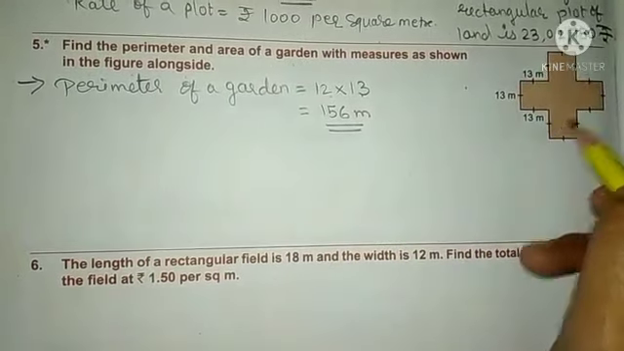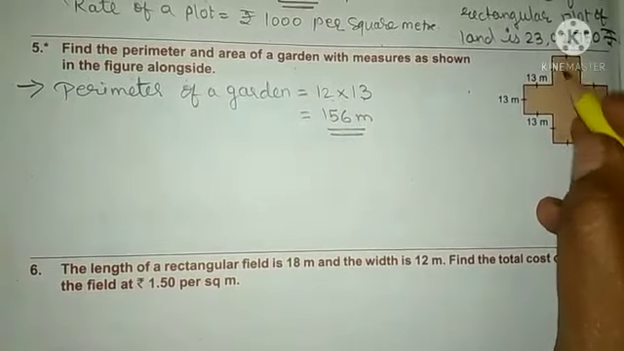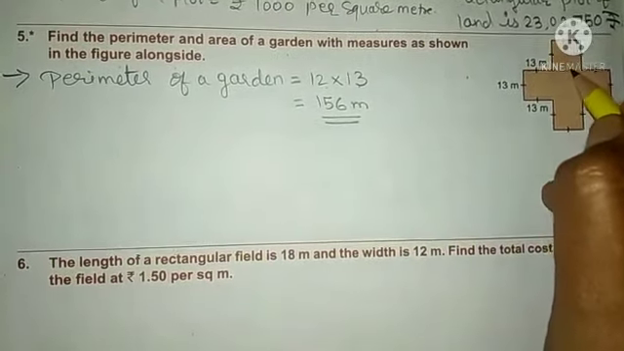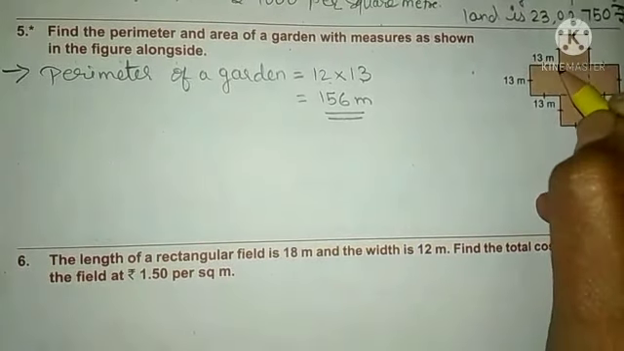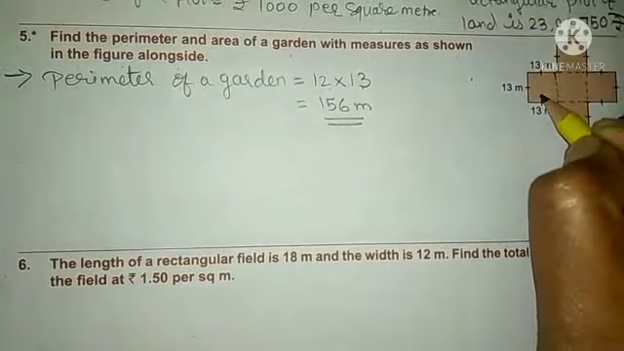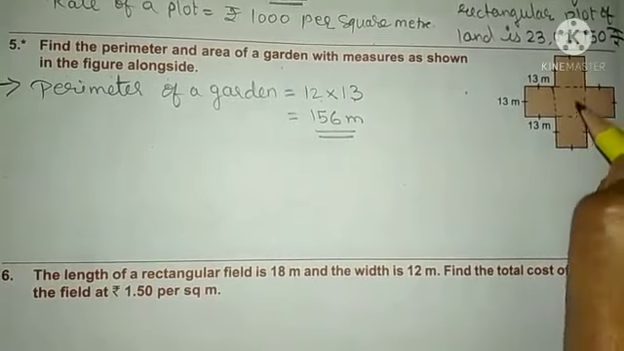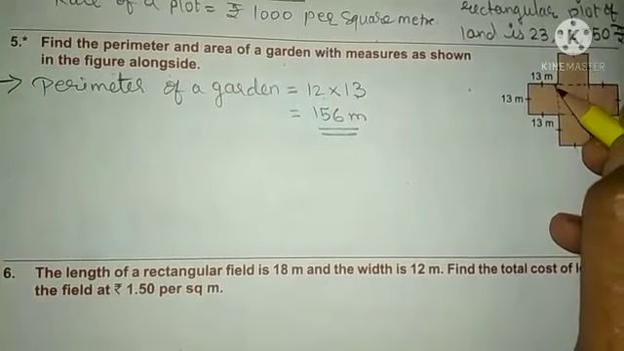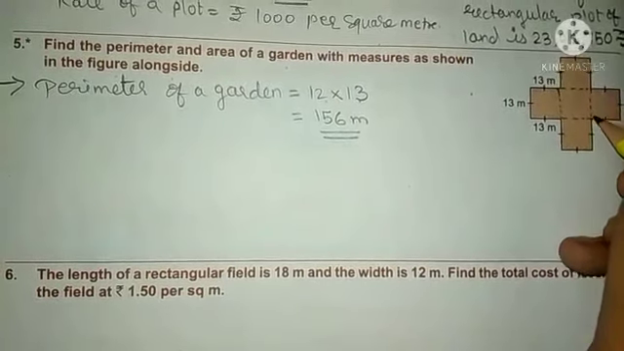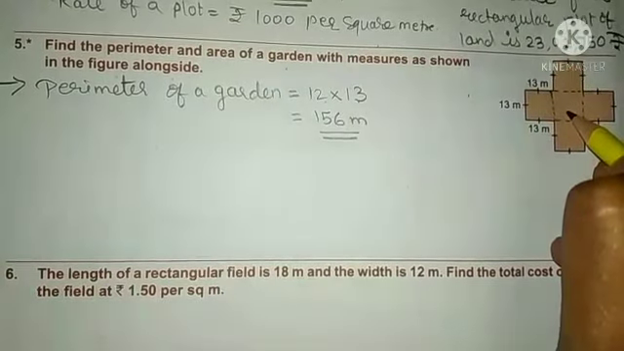1, 2, 3 and 4. Now we have to complete the square. Is this square complete? No. So we will complete this square by joining the lines. Clear? So if you complete this square, now see how many squares there are. 1, 2, 3, 4, and after joining each and every square, one more square you will get, that is 5. That is the fifth one.